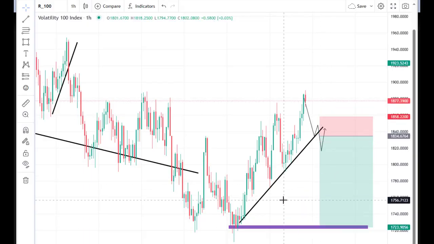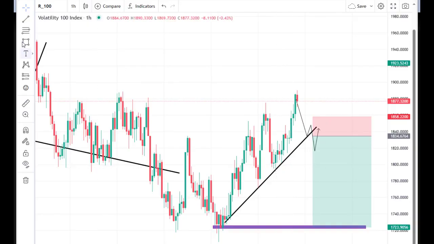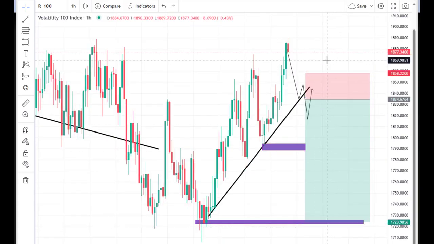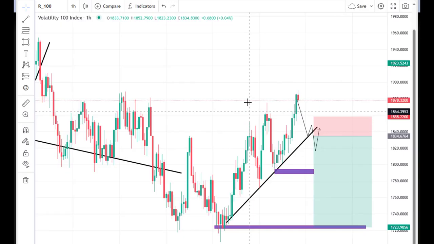Then you can target like this. Nevertheless, you can still have other targets. Maybe this is target 1, maybe target 2, and then target 3 could be here, so that by the time price is moving down, you can also be locking your profits. So that's basically how simple you can trade a continuation breakout.